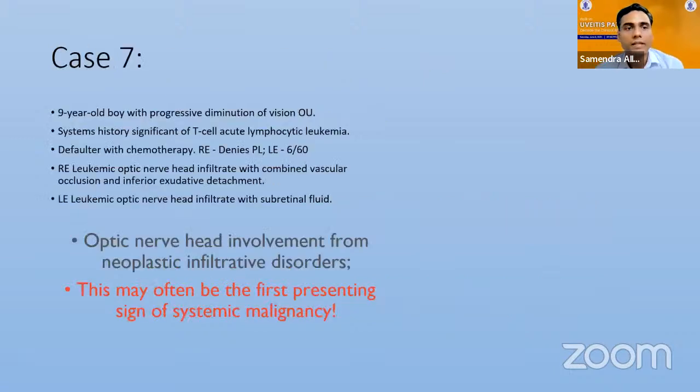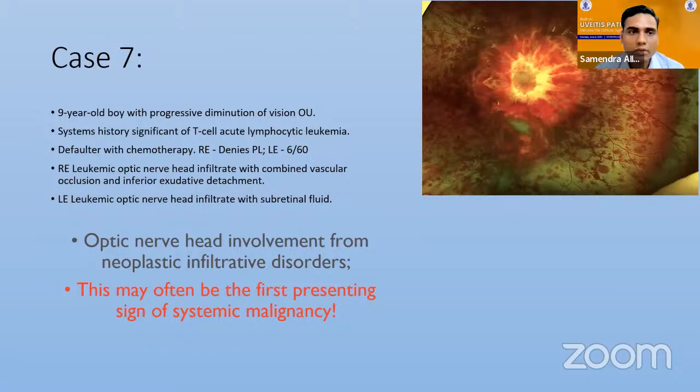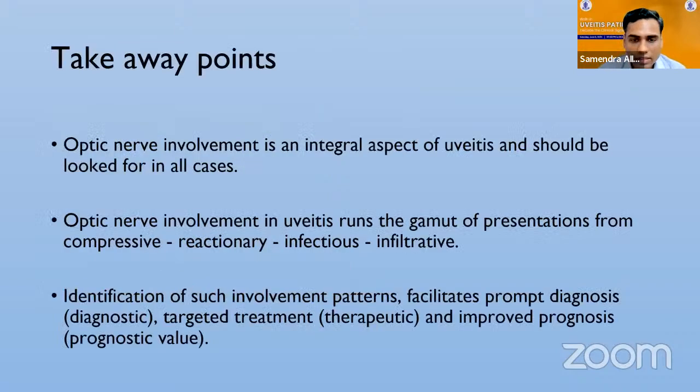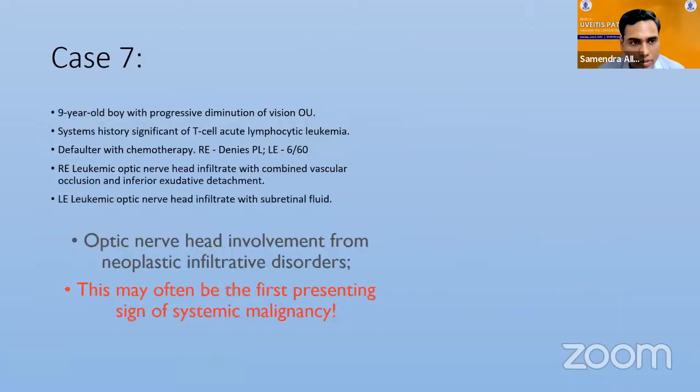My last case is a 9-year-old boy with progressive diminution of vision in both eyes, systemic history significant for T-cell acute lymphocytic leukemia. He was a defaulter with chemotherapy, right eye was denying PL, left eye was 6/60, and there was presence of leukemic optic nerve head infiltrate with combined vascular occlusion and infiltrative exudative retinal detachment in both eyes. Optic nerve head involvement in such cases is secondary to neoplastic infiltrative disorders, and this may often be the first presenting sign of systemic malignancy.